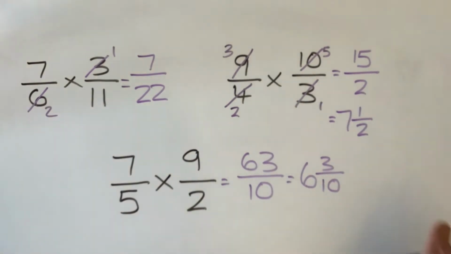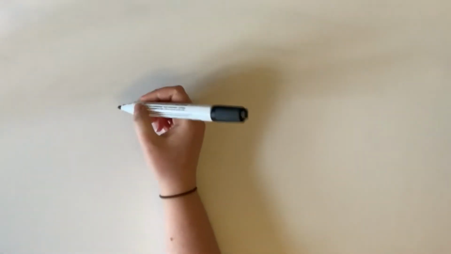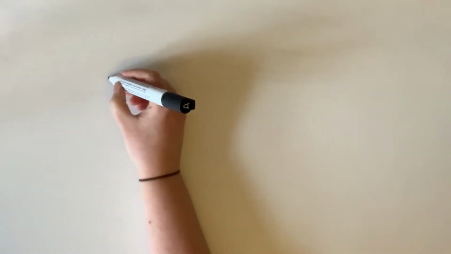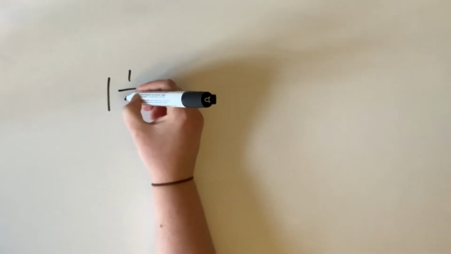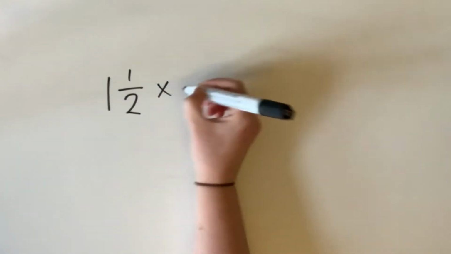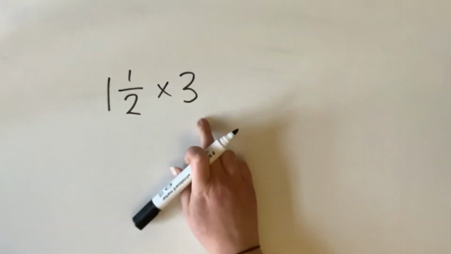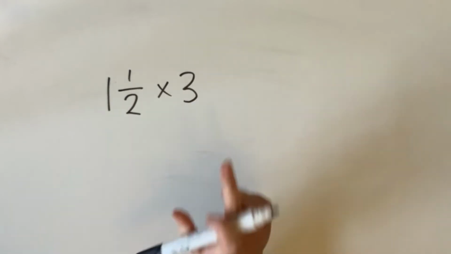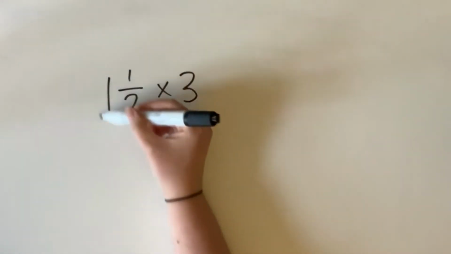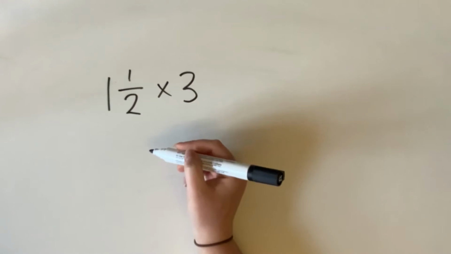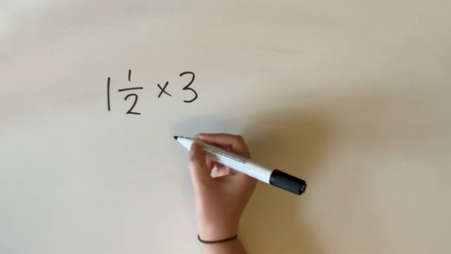Well done. Our second stage that we're looking at today is multiplying fractions by a whole number. So for example, if I had the mixed number of 1 1/2 multiplied by 3, the way that I would do this is the first stage is to convert that mixed number into an improper fraction.